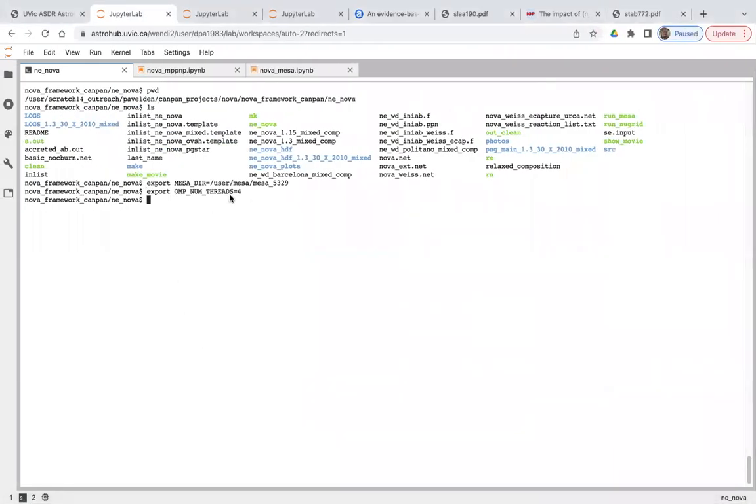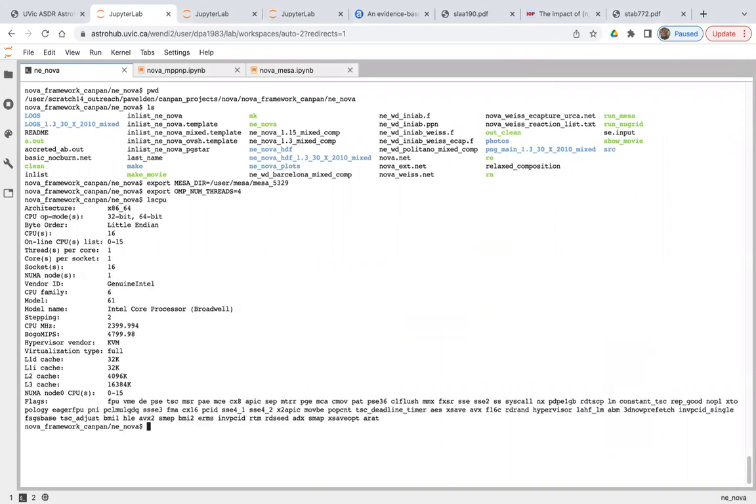And this command just tells the operating system to use 4 CPUs of the 16 available to run MESA evolution. lscpu gives information about the server. The server has 16 CPUs, so you will be going to use 4 CPUs. 4 CPUs is sufficient. Please remember that besides you, some other students can also run codes here, so please don't use too many CPUs. 4 CPUs are okay.